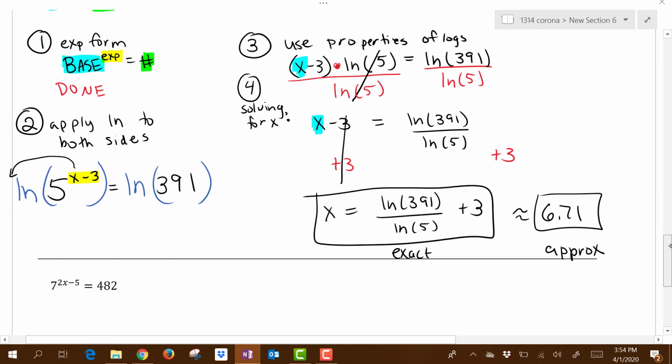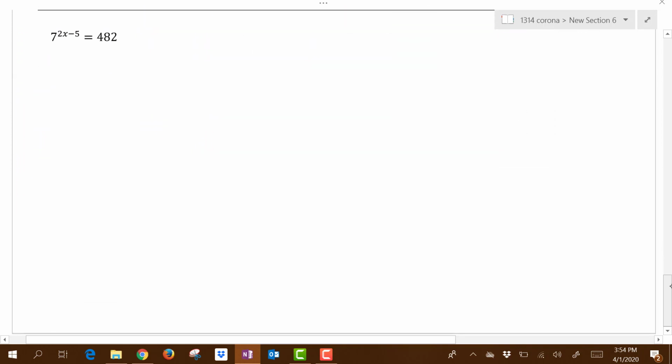Alright, our last example is very similar to that one. Alright, so these two are very similar. The first thing I want to do when I'm solving an exponential equation is to rewrite in exponential form. Alright, that means that we want the base to the exponent is equal to some number.